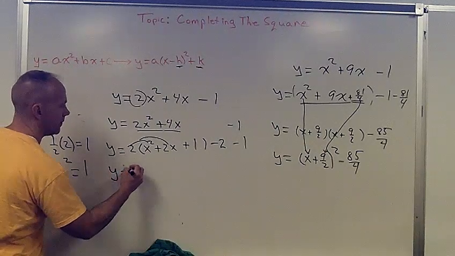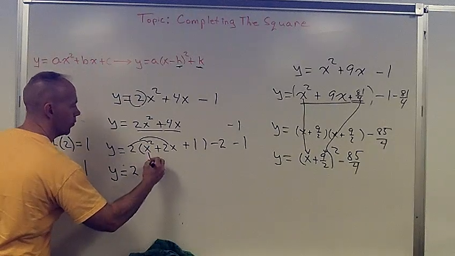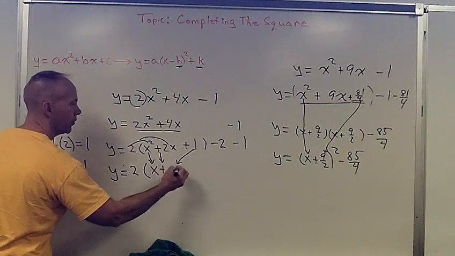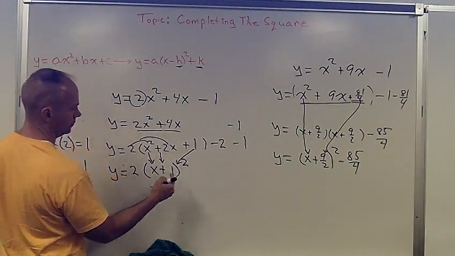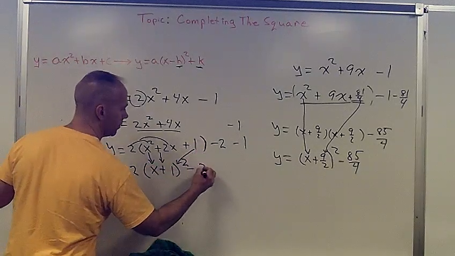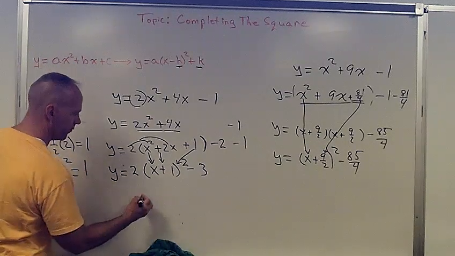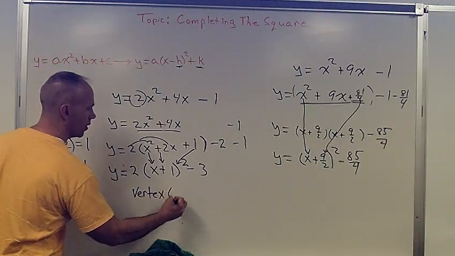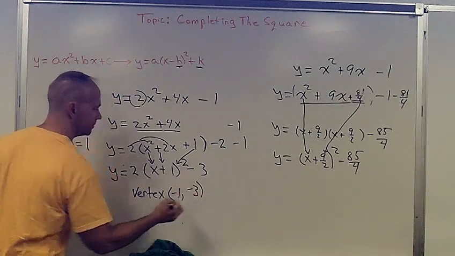Now, square root of the first, square root of the last, keep the sign of the middle, squared. And out here, let's see what I got here. I've got a -3. So now I can identify what my vertex is. -1, -3.